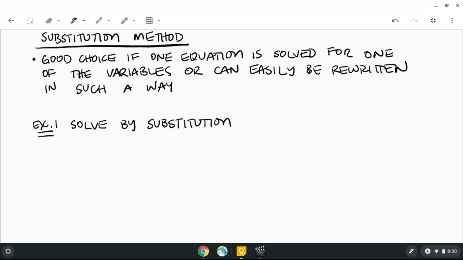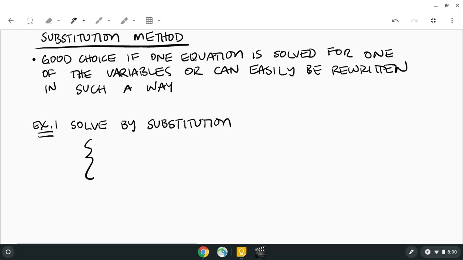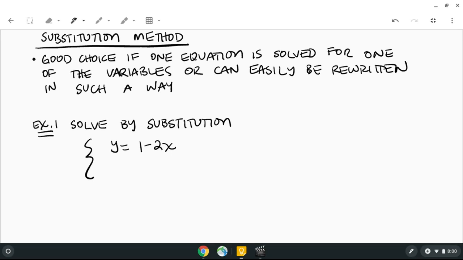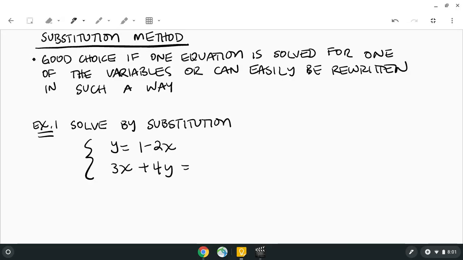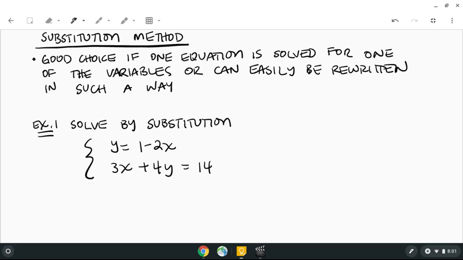All right, suppose that you have this system, y equals 1 minus 2x. So already that tells me I would probably use substitution method because it's solved for one of the variables. It's solved for y. And the other equation is 3x plus 4y equals 14. Even though this one isn't solved for a variable, it doesn't matter, so long as one of them is, it makes substitution method easy.